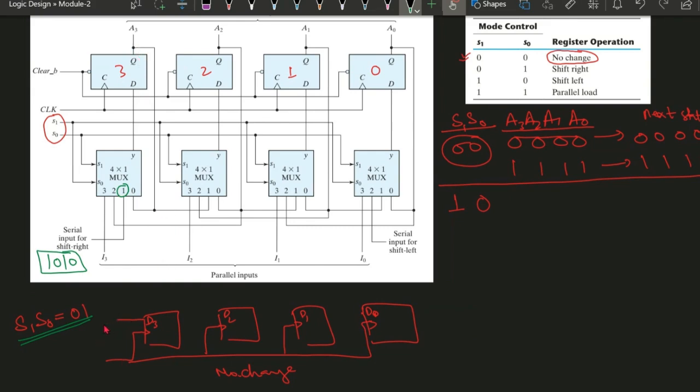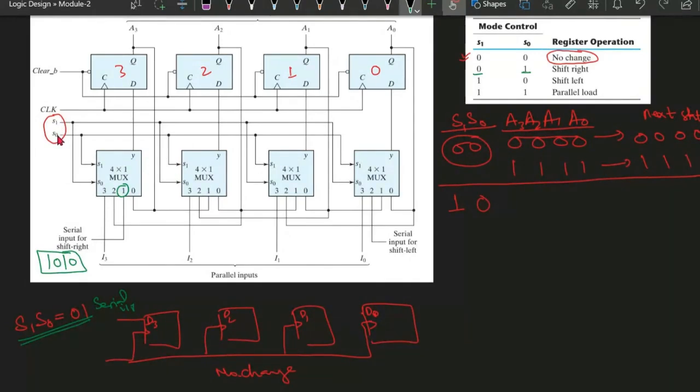You can see here, we are starting with the serial input. Serial input means that if S1 and S0 are 0 and 1, in that condition the serial input is directly connected with the D input. So D3 is directly connected to here. Now you can consider this one as the second.